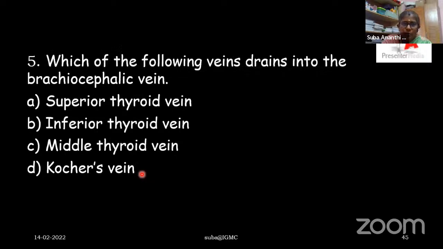So moving on to the sixth question, which of the following veins drains into the brachiocephalic vein? Option A, superior thyroid vein. Option B, inferior thyroid vein. Option C, middle thyroid vein. And option D, Kocher's vein, the fourth vein of thyroid gland, that is the Kocher's vein.